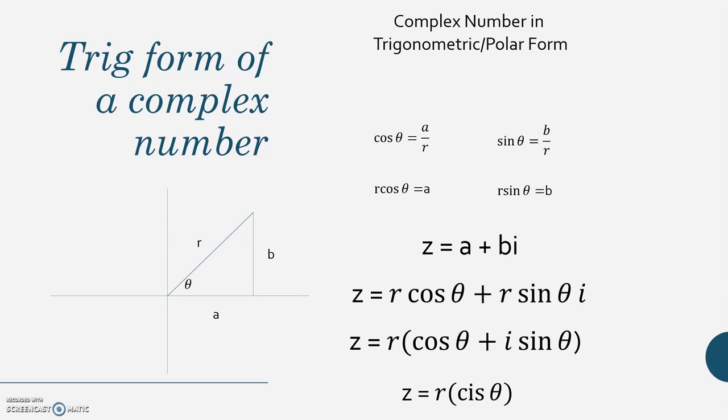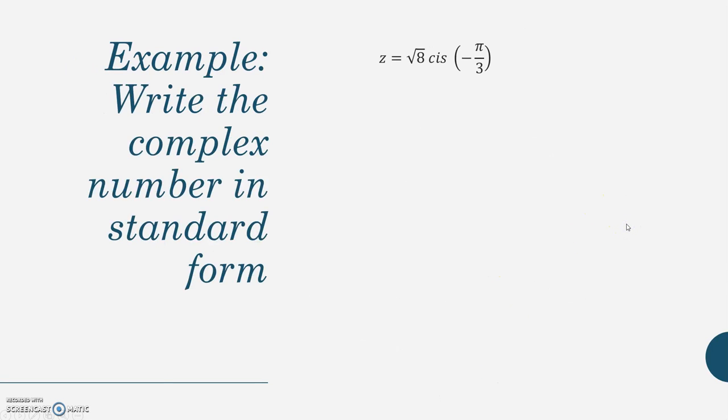Okay, so let's go ahead and do an example. I'm giving it to you in trig form, and now we're going to be putting it into the complex numbers standard form, which is a plus bi. So we're going to go the opposite direction. So here's the example with that. I have square root of 8 cis of negative pi over 3. So the first thing you're going to want to do is expand it, working our way backwards.